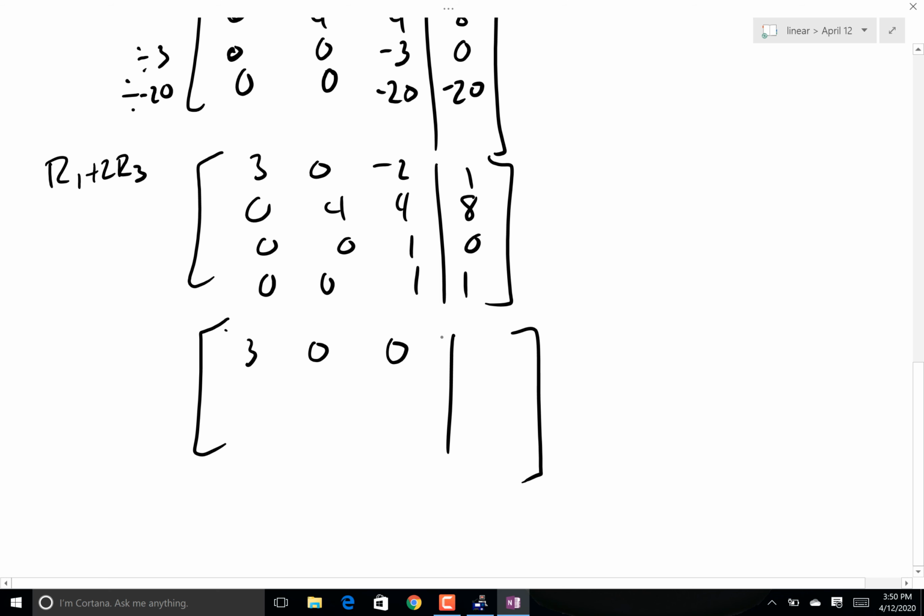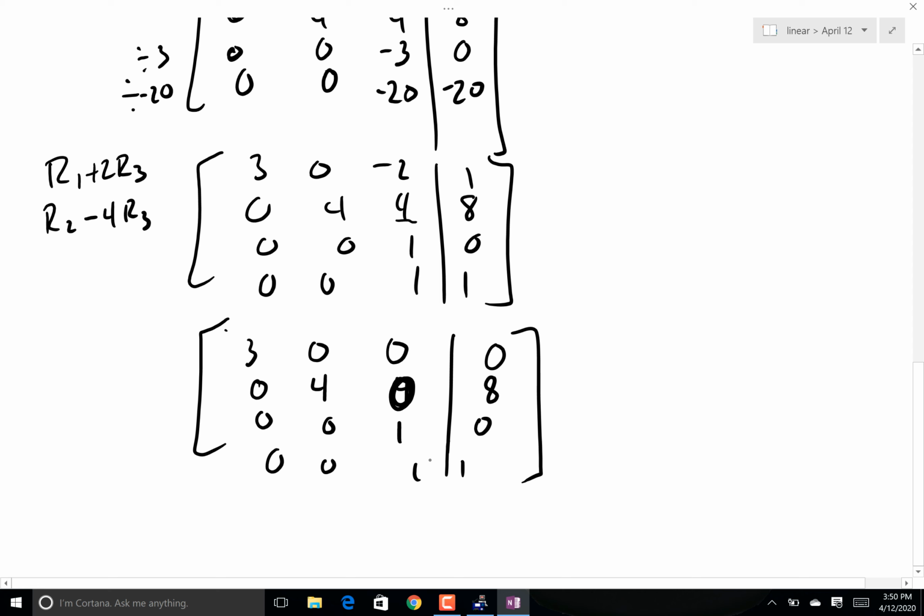So it's going to be negative 2 plus 2 is 0. And then it's going to be 1 plus 0 is 0, so that's handy. And then I also want this guy to go away, so I'm going to do R2 minus 4R3. It's going to go 0, 4 didn't change, and then 4 minus 4 is 0. And then it's going to be 8 minus 0 is 8. 0, 0, 1, 0, 0, 0, 1, 1.